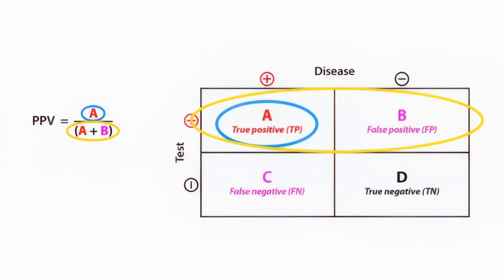The name kind of says it all. What is the predictive value of a positive test result? How well does a positive test result predict the presence of a disease? It's the proportion of all the positive test results that are true positives.